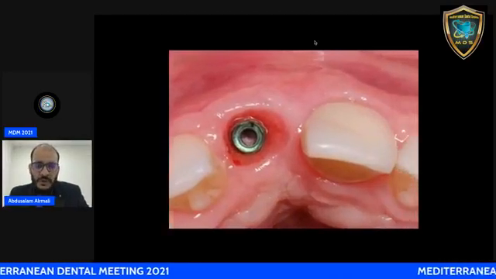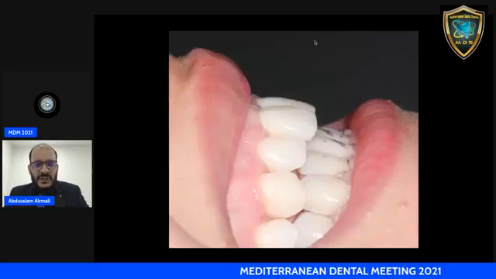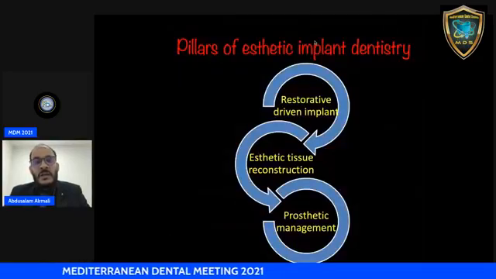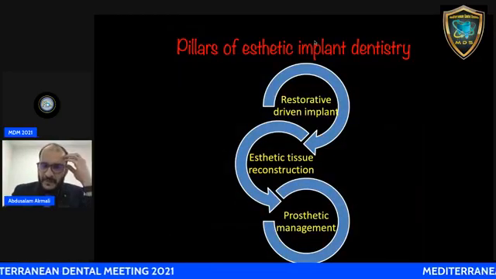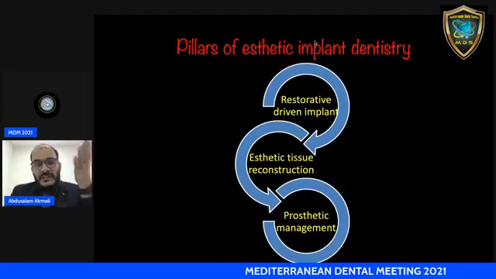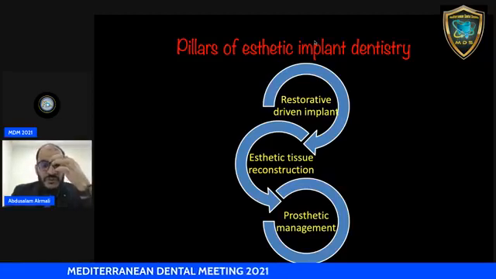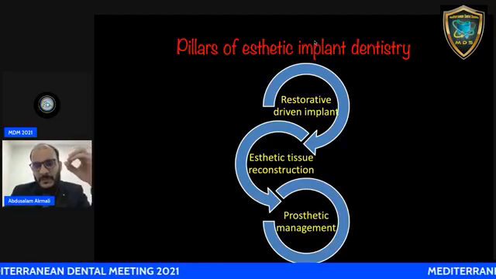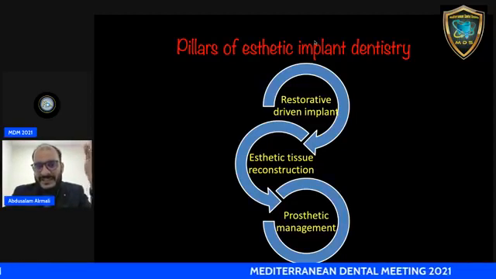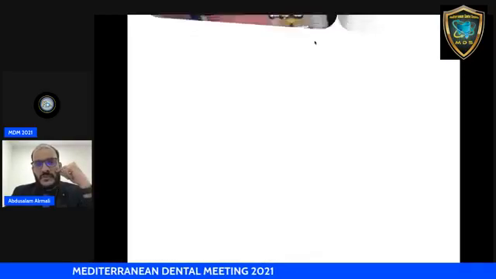Previously, we concentrated on the bone rather than on the soft tissue, but nowadays we're concentrating on both bone and soft tissue. This is the balance of aesthetic implant dentistry. Restoring the implants is not easy, but it is not difficult at the same time. You have to consider placing your implant in a 3D implant position. You have to keep in mind that aesthetic tissue reconstruction is needed, as well as the prosthetic management.